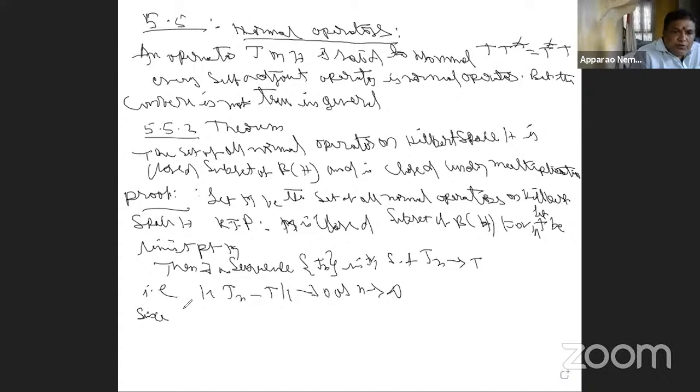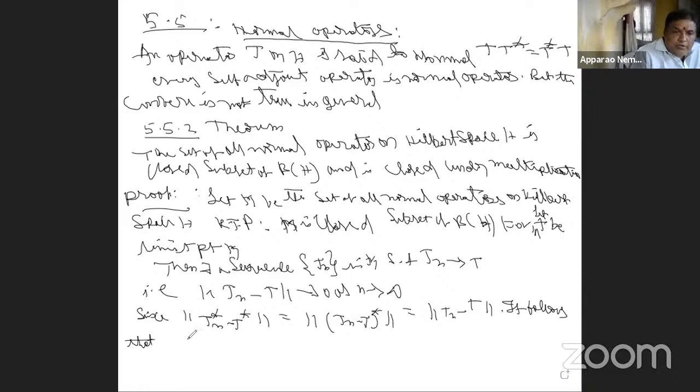Since norm Tn star minus T star equals norm of Tn minus T whole star, that equals norm Tn minus T. It follows that Tn star tends to T star. To claim that T belongs to M.